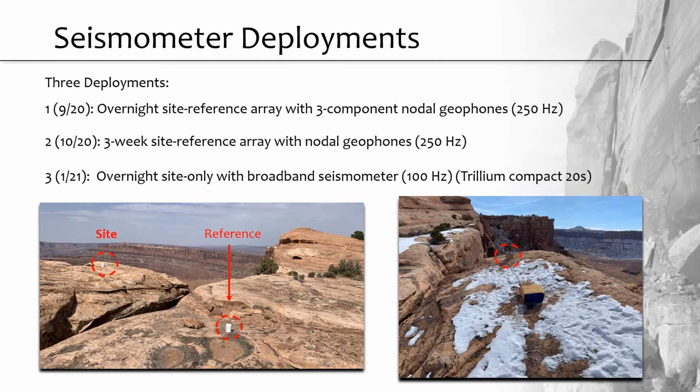For this trip, we used a broadband seismometer, which is more expensive. They have less instrument noise, which means it's just easier to get a cleaner picture of what your resonant modes and frequencies are.